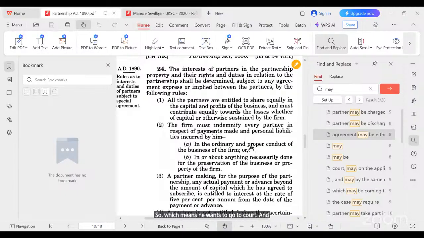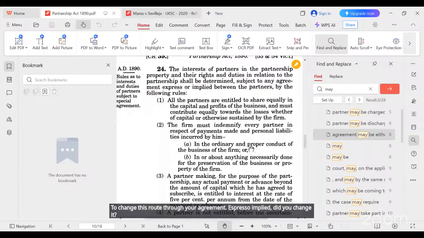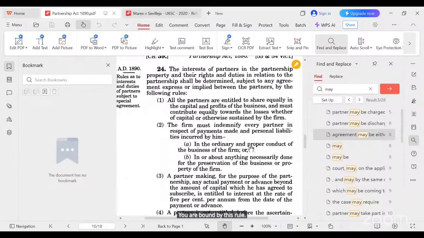And he is right. And he will win the case because the law says subject to any agreement expressed or implied between the parties. This is your rule. The question is that having been empowered to change this rule through your agreement, express or implied, did you change it? If the answer is no, my lord, I didn't change it, then you are bound by this rule. Whether it is unfair or inequitable, you are bound by it.